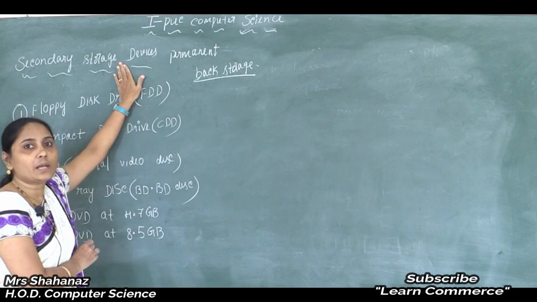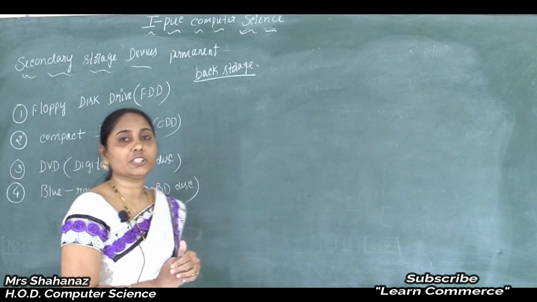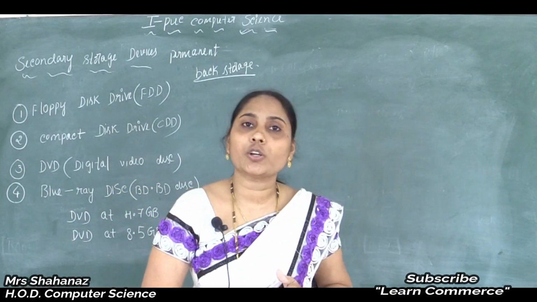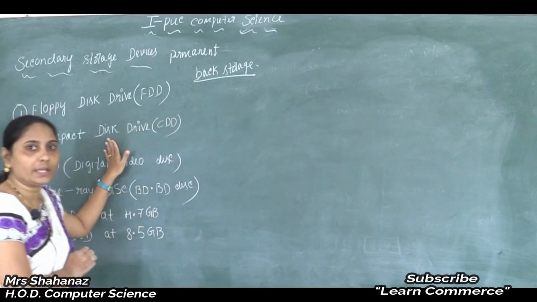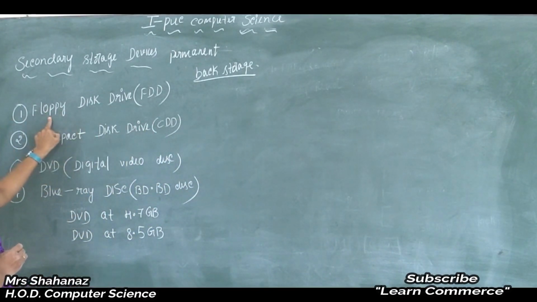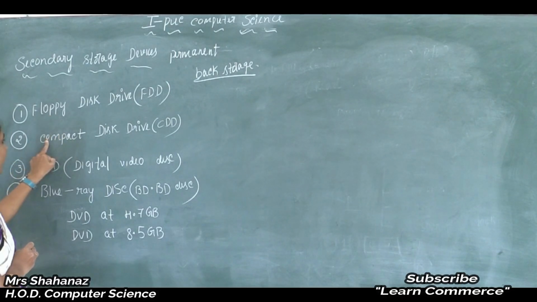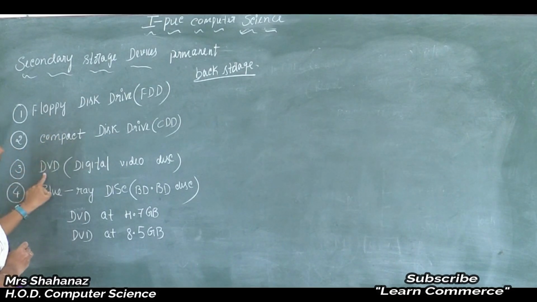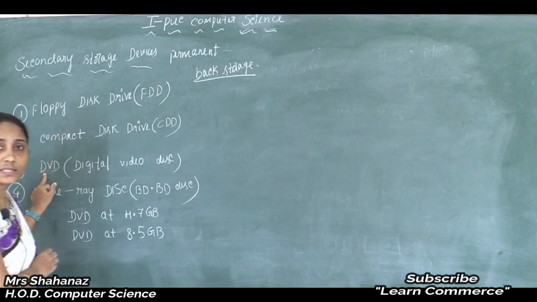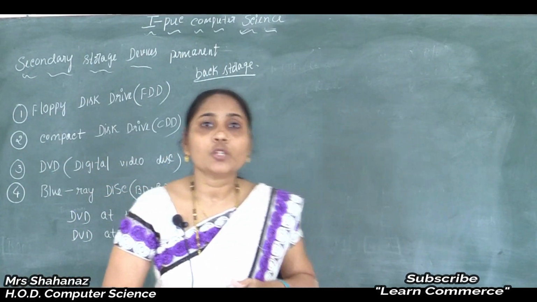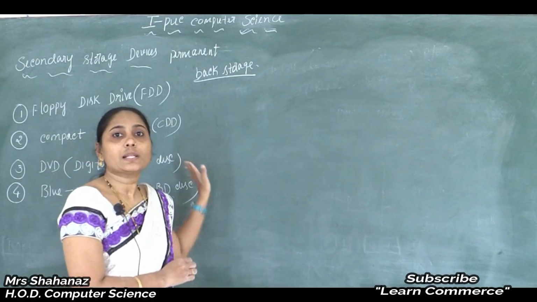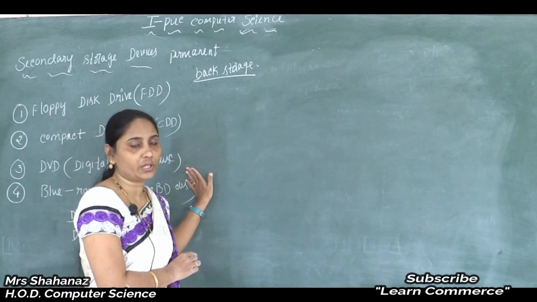Now let's look at some examples. Some of the secondary storage devices used in computers are the floppy disk drive, the compact disk drive, the hard disk drive, the magnetic tape, and the pen drive. All are examples of secondary storage devices.